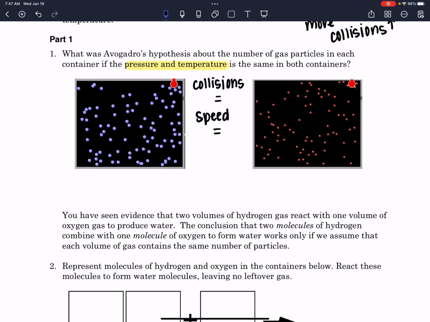If the particles are moving the exact same speed and they're colliding just as frequently as one another, this must mean that there are the same number of particles, or in other words, an equal number of particles in each container. And this is what Avogadro's hypothesis states: gas containers that have equal pressure and equal temperature will also contain an equal number of particles.